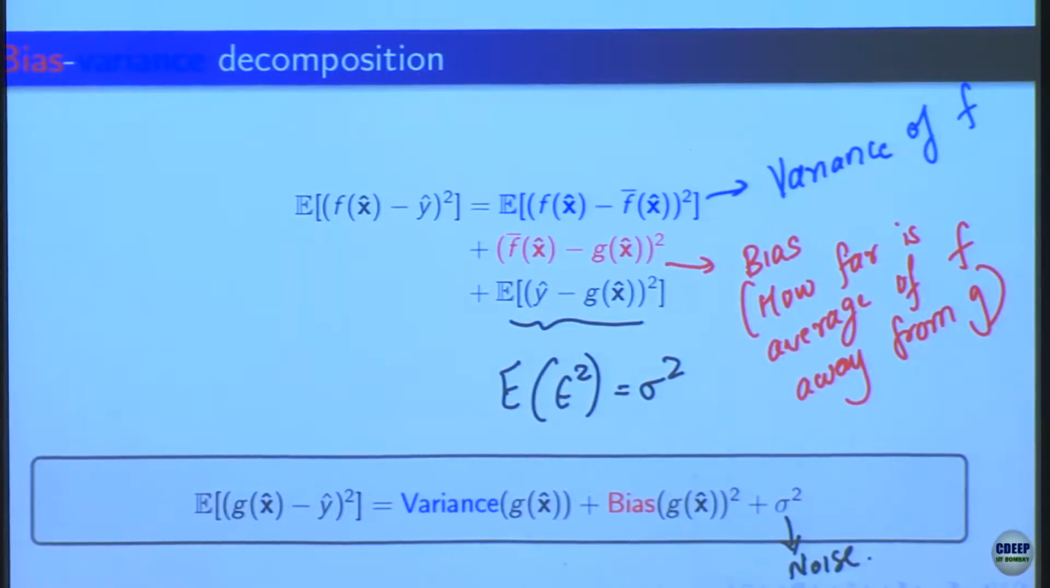Okay, so the second part is the bias. You can call it the bias squared if you want. Variance plus bias squared plus sigma squared. Exactly what we set out to prove.